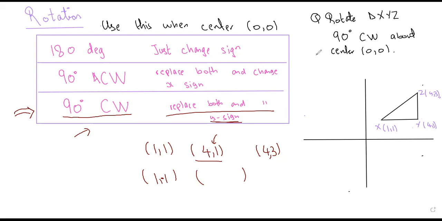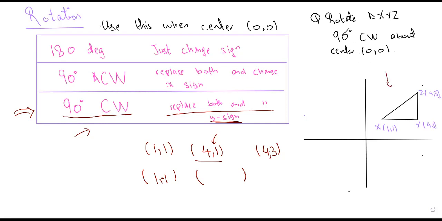This is the second type of transformation. This is rotation. Here we would be focusing on 3 things. Number 1, the center. Number 2, the direction. It could be clockwise or anti-clockwise. Number 3, the angle of rotation. This question is basically telling you to rotate this triangle XYZ.